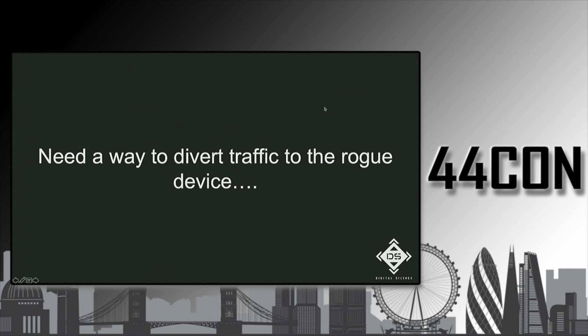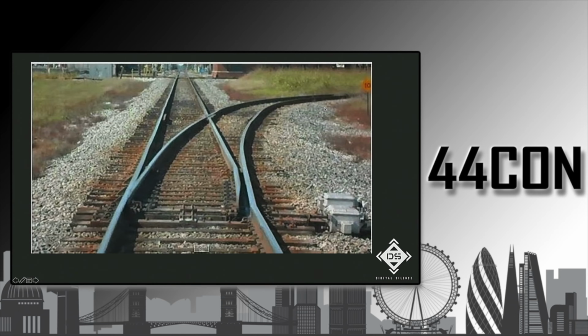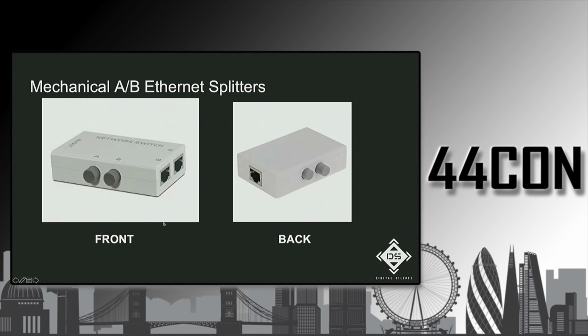But we need a way of diverting traffic to the rogue device. So if you look at these train tracks, I want you to imagine there's a switch here, and when the switch is in the A position, the train's going to go directly into this train station right here. And when it's in the B position, it's going to bypass the train station entirely. You can do the same style of thing with an Ethernet network. You can buy little mechanical AB Ethernet splitters off of Amazon for like $5 each. They're wonderful. You can take them apart and do things to them.